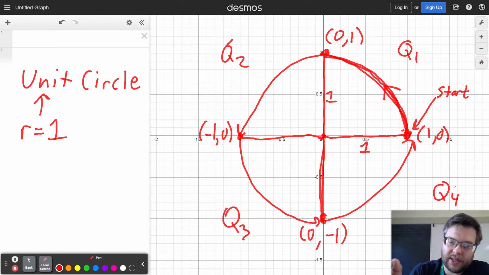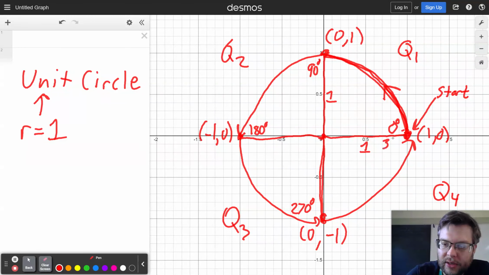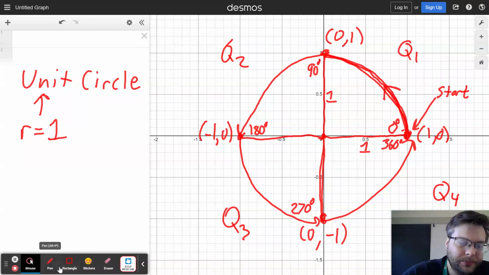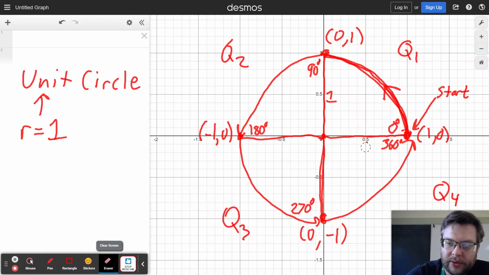So degrees are the things that we're most familiar with. This would be 0 degrees because it's our start. This would be 90 degrees because it's a quarter of a turn. 180 degrees is a half turn. 270 degrees is 3/4 of a turn. And then 360 degrees is a full circle. So none of that, I hope, is too crazy. We're just talking about spinning around a full circle.